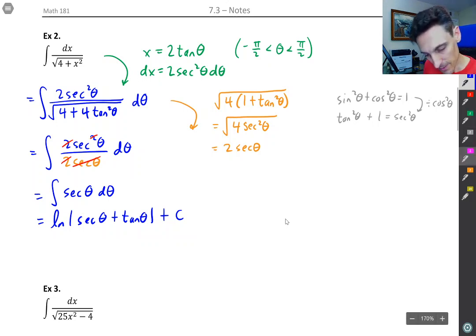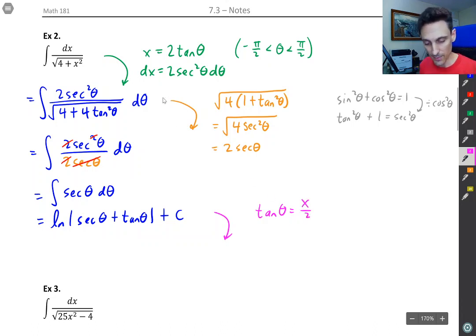So let's do that off to the side, using our relationship between theta and x. And I'll just write down tangent theta equals x over 2, because we initially set x equal to 2 tangent theta, so we can divide the 2 over, and we get tangent theta equals x over 2.